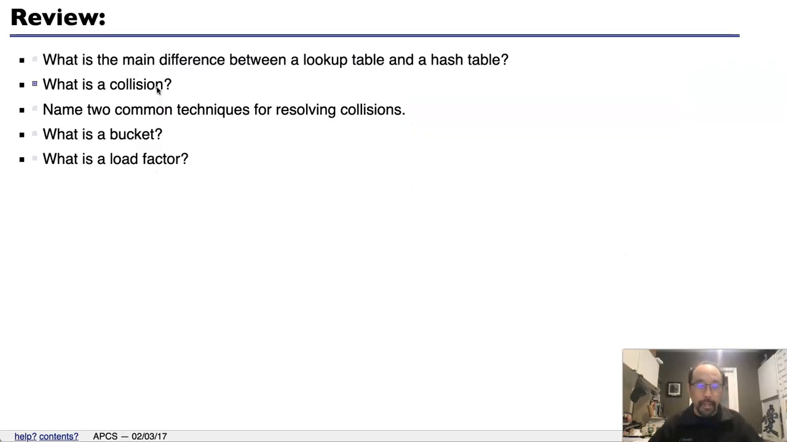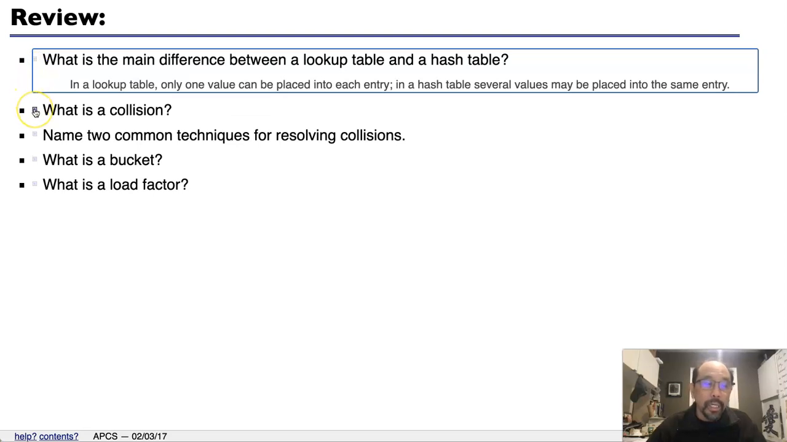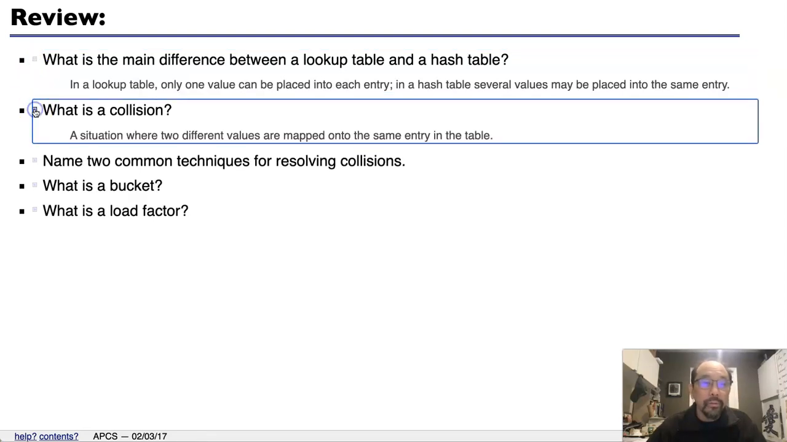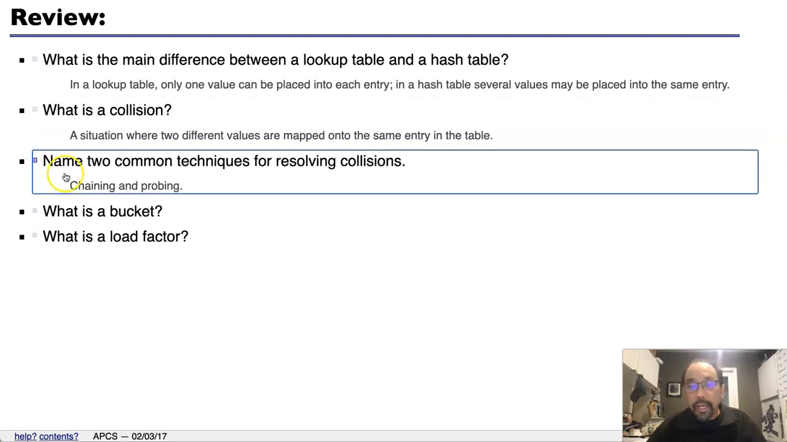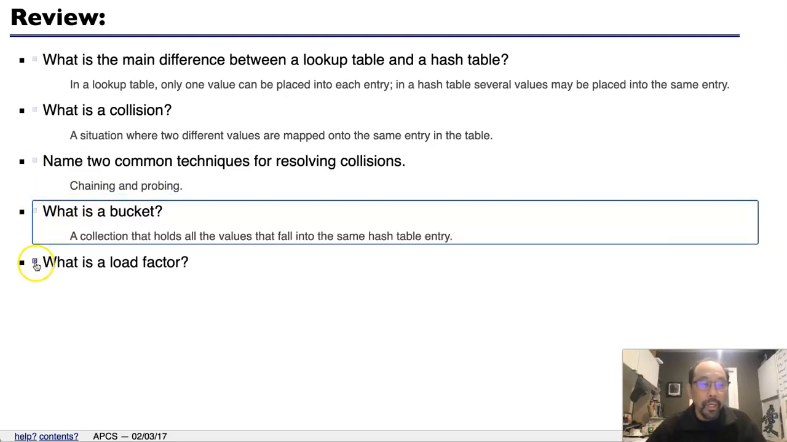Okay, just as a review, you read the question, I'll pause it, and then you can think of it in your head before I reveal the answer. What is the main difference between a lookup table and a hash table? What is a collision? What are 2 common techniques for resolving collisions? And Java, by the way, uses chaining. What is a bucket? What is a load factor?